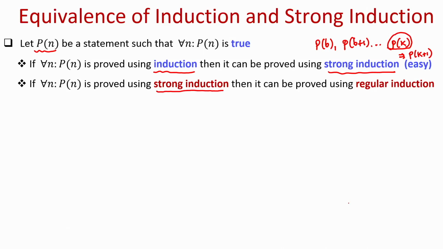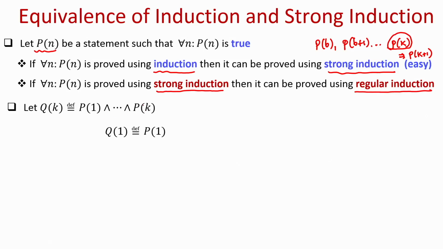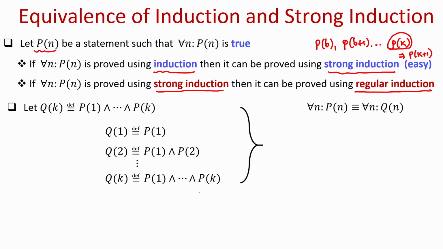then I can find a proof for proving the same universal quantification, but using regular induction. How do I do that? So, let me define a predicate q of k, and q of k is defined to be the conjunction of propositions p of 1, p of 2 up to p of k. So, as per my definition, q of 1 is same as p of 1. The proposition q of 2 is the conjunction of p of 1 and p of 2, and in the same way the proposition q of k is the conjunction of propositions p of 1 up to p of k.